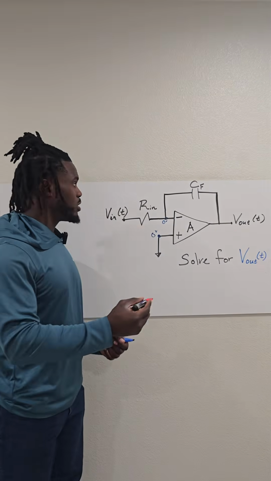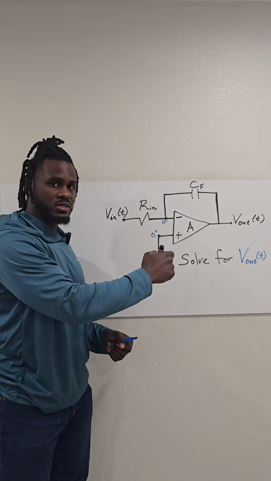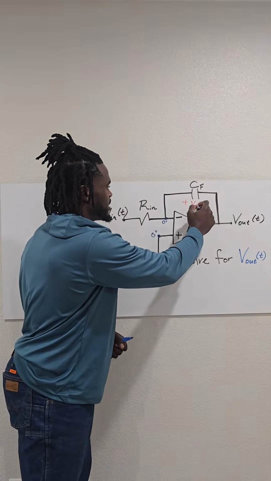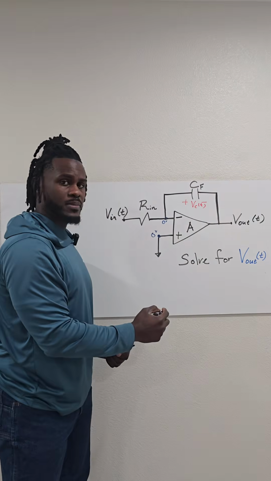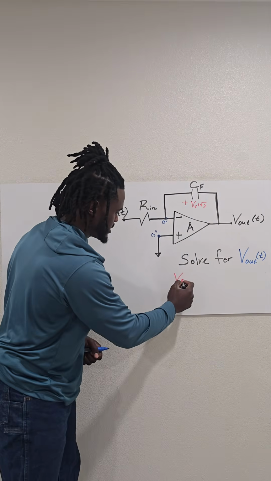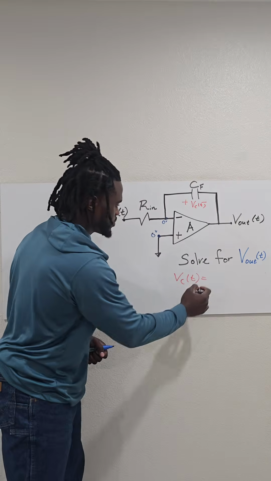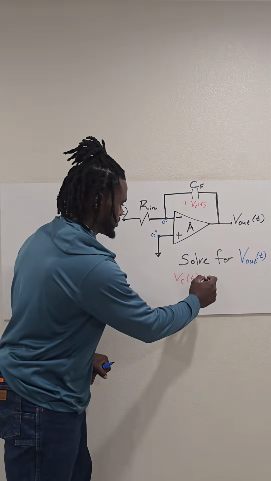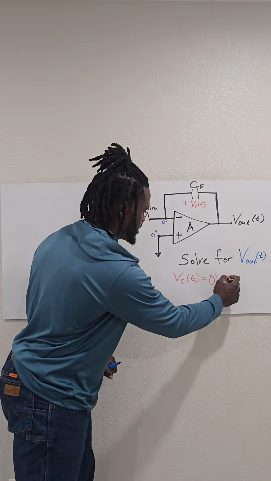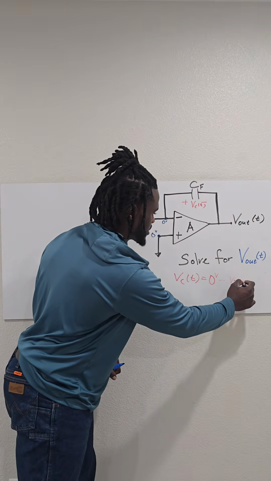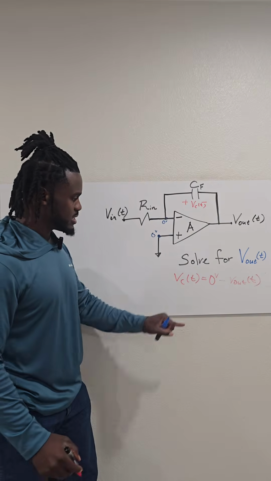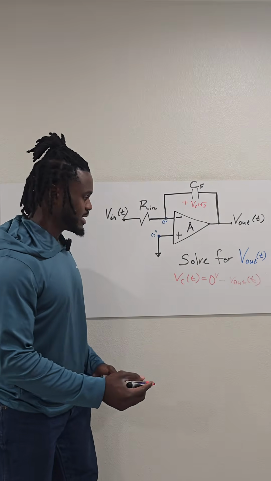We also want to note one thing, that the voltage across this capacitor is plus minus Vc of t, where Vc of t is equal to 0 volts minus V out of t. So 0 volts minus V out of t. Okay, so Vc of t is simply minus V out of t.